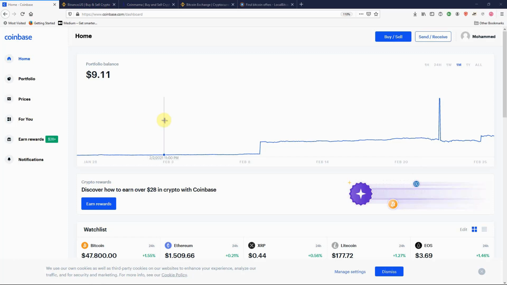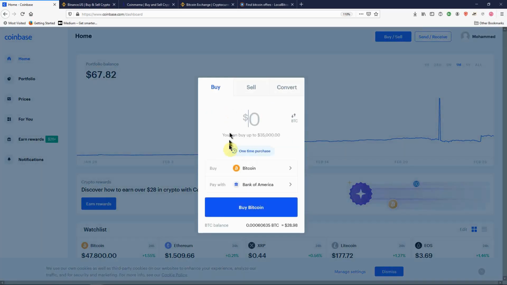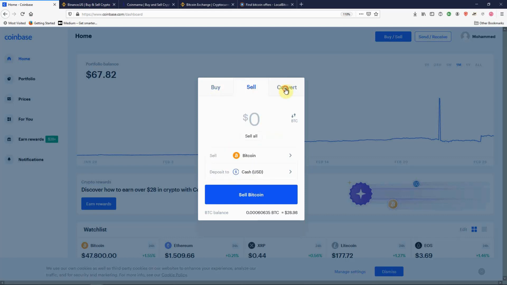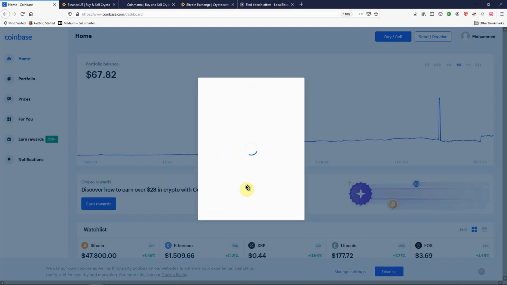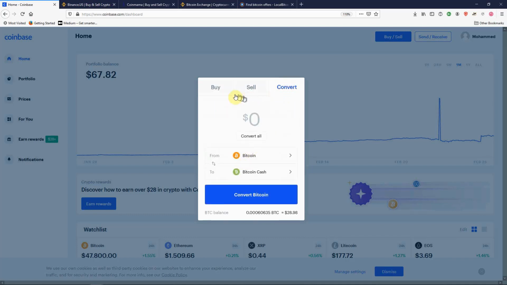So these are some of the factors you have to consider when you're signing up for an exchange. Once you sign up for Coinbase, you click on buy and sell. It's pretty easy to do this, especially when you have your bank account, credit card, or debit card linked. So we have buy, sell, and convert. If you have Bitcoin and want to convert it to, say, Bitcoin Cash, you can do the convert here. But in our case, we just want to buy for now.